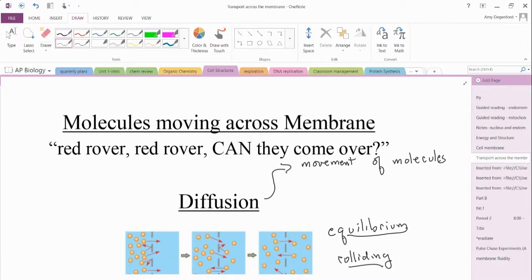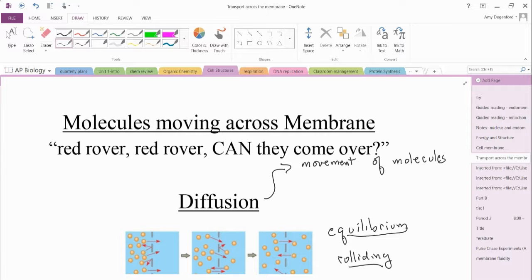Well, good morning. This is Miss Dagenford, and we're going to be looking at how molecules move across the membrane, or as I like to have fun saying, red rover, can they come over? And so this is dealing with the movement of molecules through the membrane to the cell.